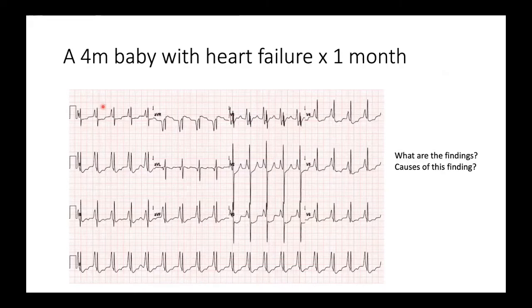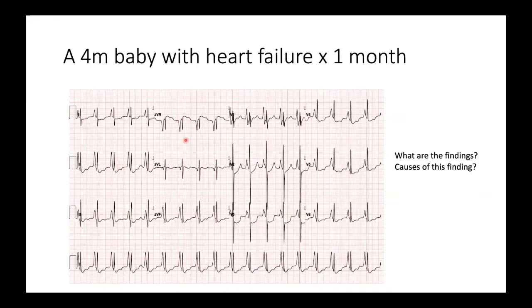This is an ECG of a 4-month-old baby with heart failure for a duration of 1 month. Now again, if you see this ECG, you have an ECG with sinus rhythm, but what is known as this? P waves are known as Himalayan P waves. This P is almost equal to QRS. So a P wave which is almost the same as QRS is known as the Himalayan P waves.